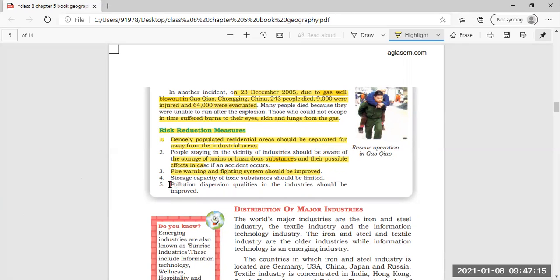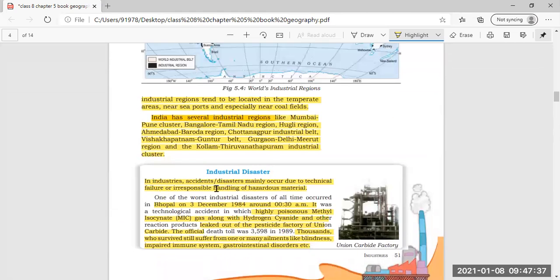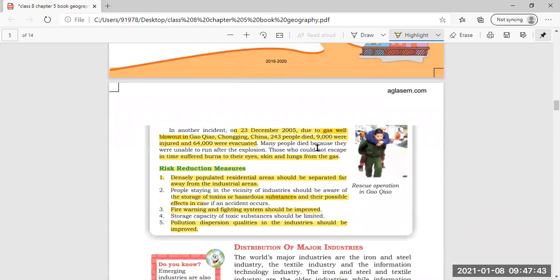Then next, pollution dispersion qualities in the industry should be improved. Care should be taken that whatever pollution is caused by these industries is less and less. The industry should make less pollution, or its quality should be improved. So I hope the industrial disaster is clear now, the Bhopal gas tragedy and the gas well blowout in China, and how you can reduce the risk and danger of these tragedies.